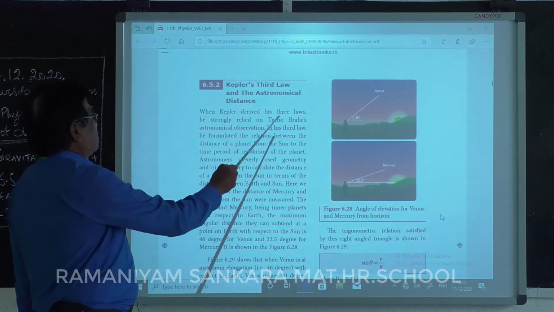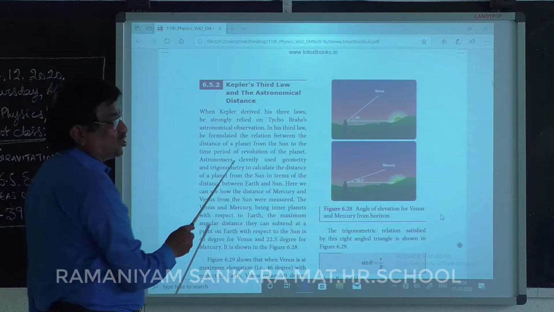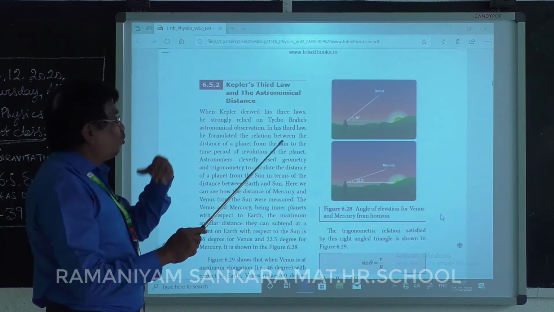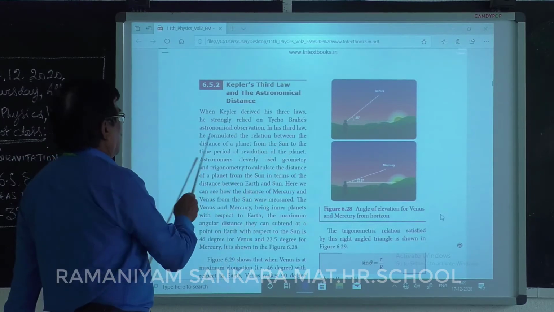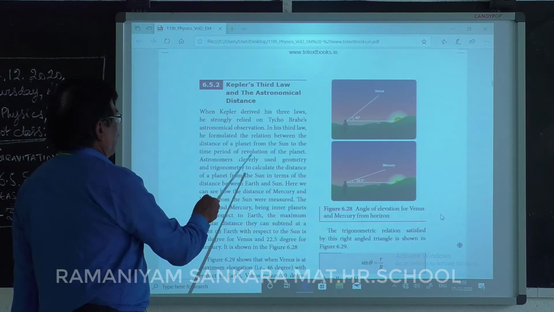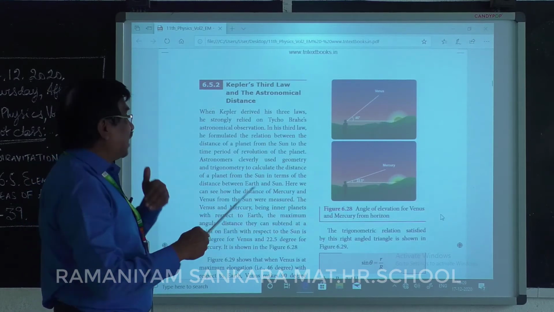When Kepler derived his three laws, he strongly relied on Tycho Brahe's astronomical observations. All scientists depend on the past scientists who have given that. In his third law, he formulated the relation between the distance of a planet from the sun and the time period of revolution of the planet. Very, very important: distance from the sun to the time period.